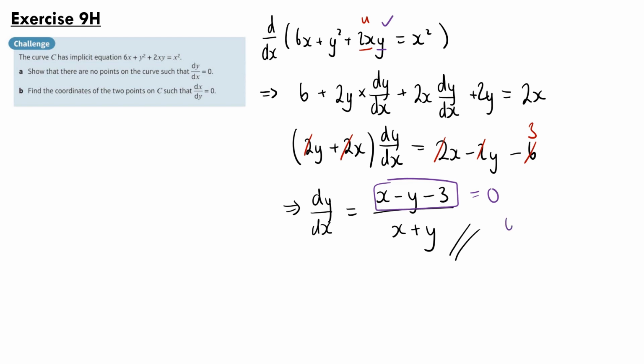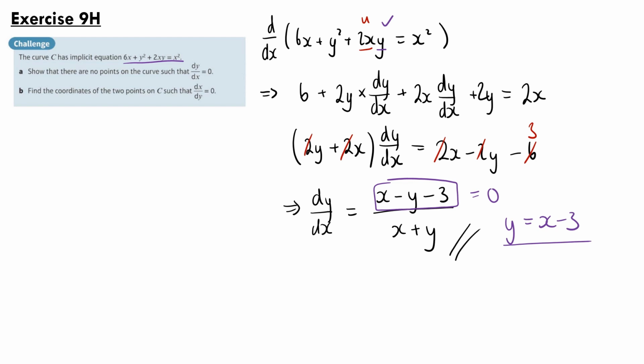So we have y is equal to x minus 3. If at any point on the curve C, y is equal to x minus 3, then we know that we've got a point on the curve for which dy by dx is equal to 0. So we then need to show that there are no points that are common to both the curve C and the line y equals x minus 3.